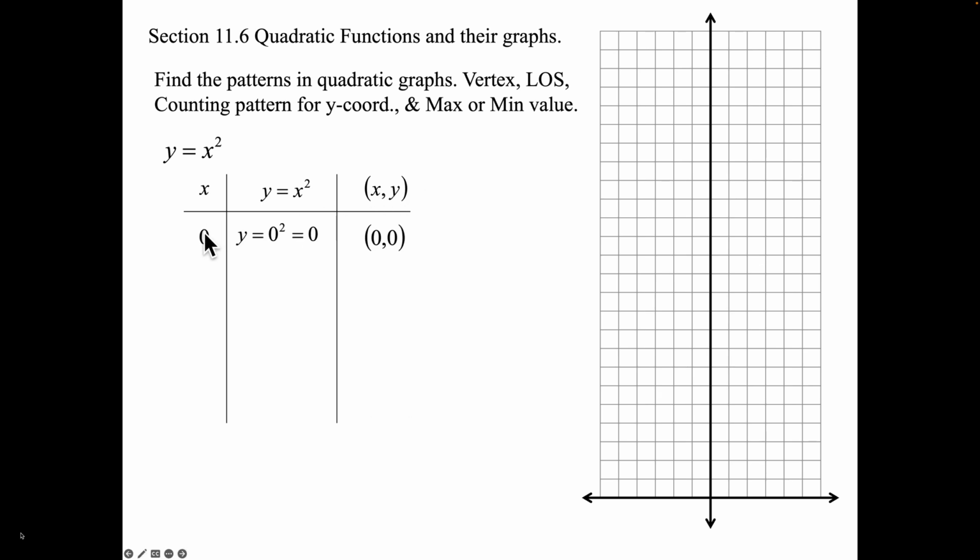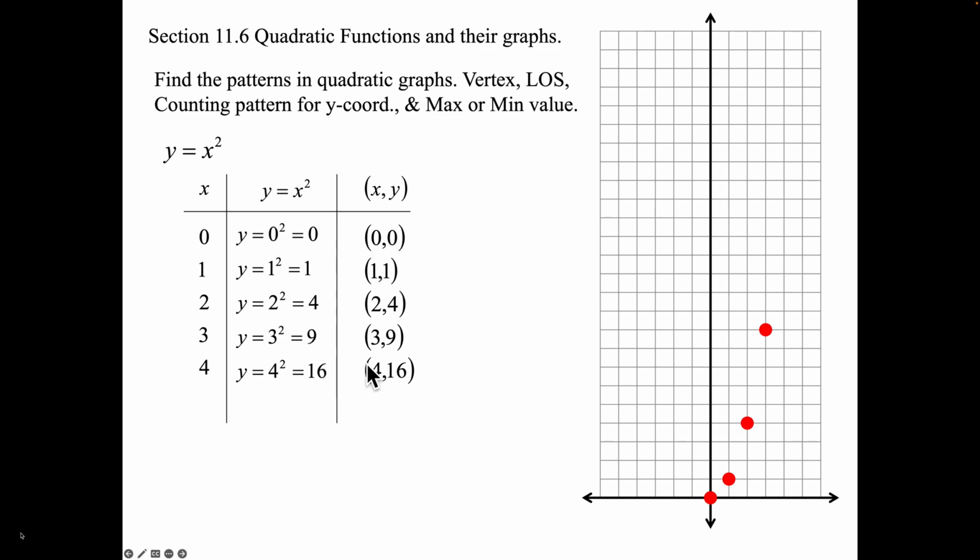Well, we're going to start with 0. 0 squared is 0. That gives you the point 0, 0. 1 squared is 1. That's the point 1, 1. And we're going to plot these points as we find them. 2 squared is 4. That's the point 2, 4. 3 squared is 9. That's the point 3, 9.